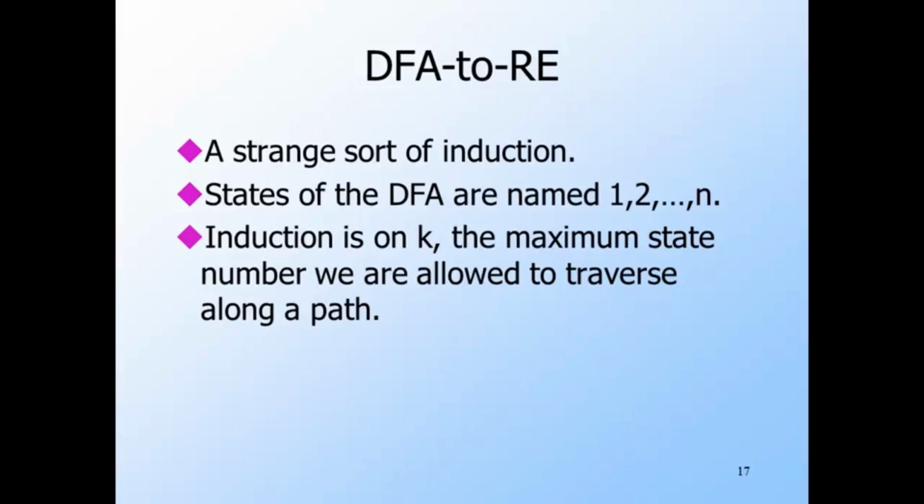Now we're going to do the construction the other way. We'll start with a DFA and construct a regular expression defining the same language. The proof is inductive, and to make the induction work, we need to assume the states are named 1 through n. There's no harm in making this assumption, since the names of the states do not influence the language an automaton accepts. The induction is on the maximum number of a state that is allowed to be in the middle of a path, an idea that is explained on the next slide.